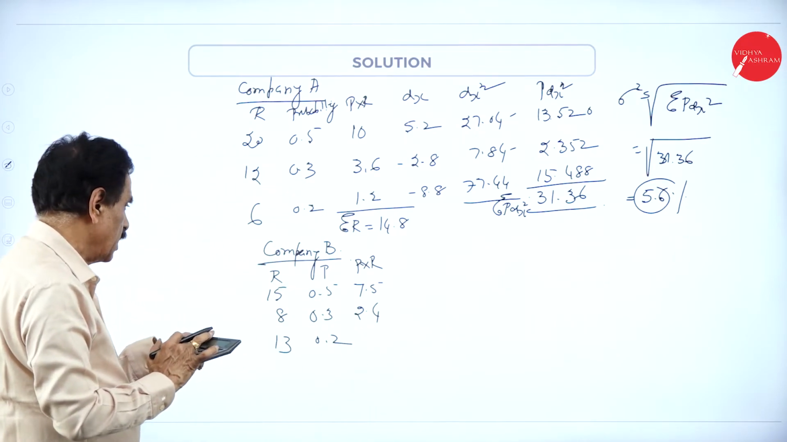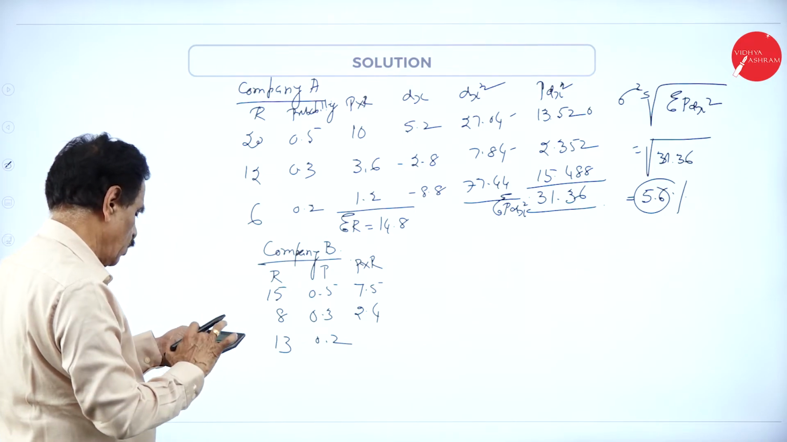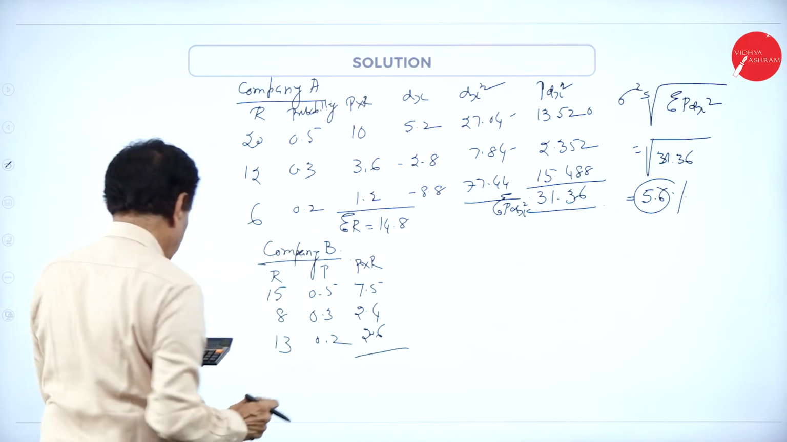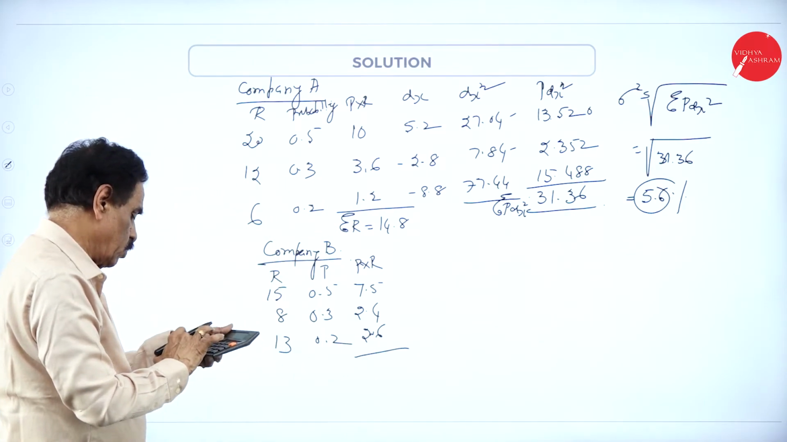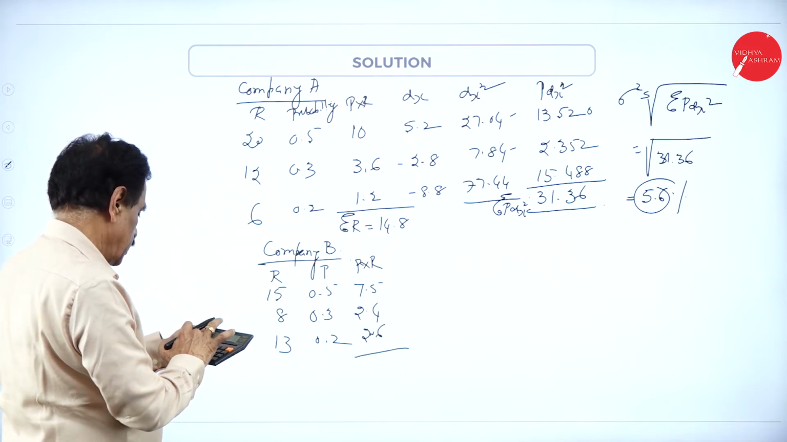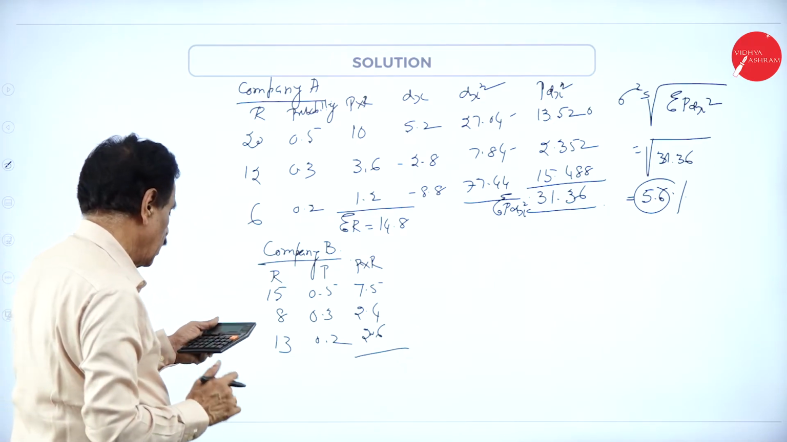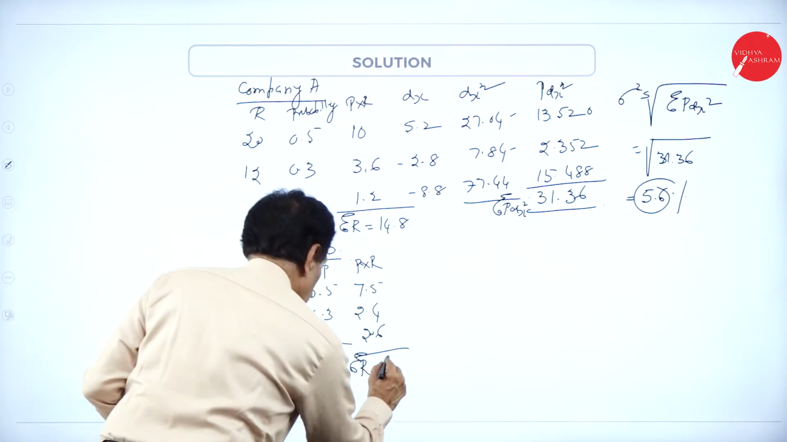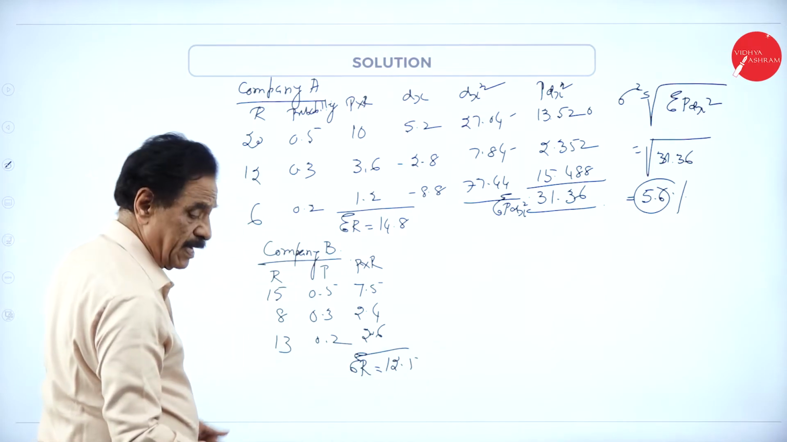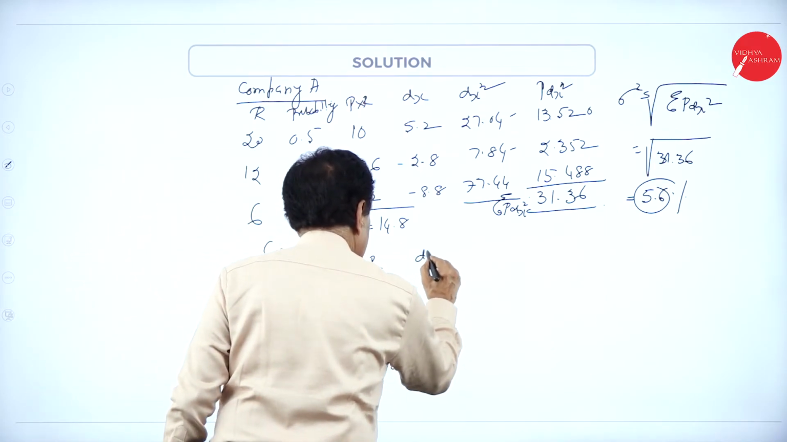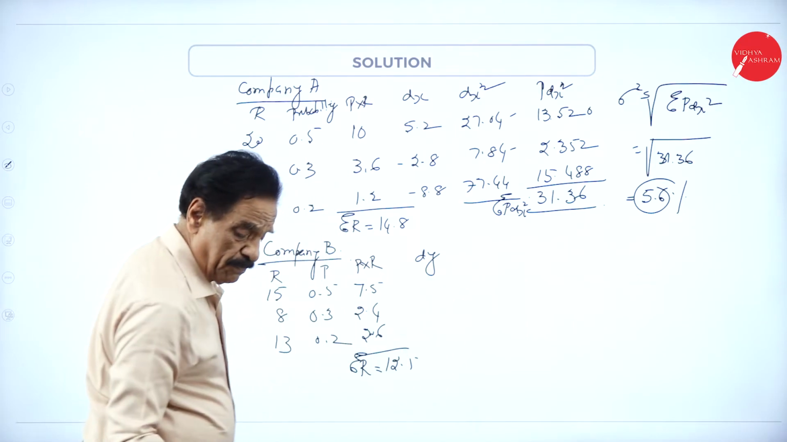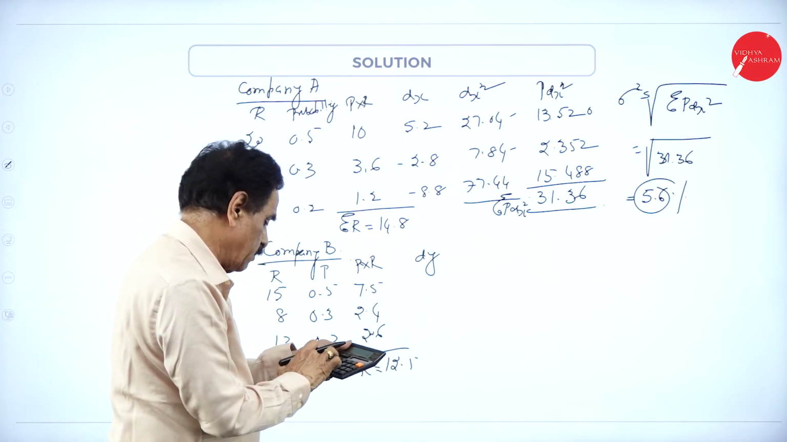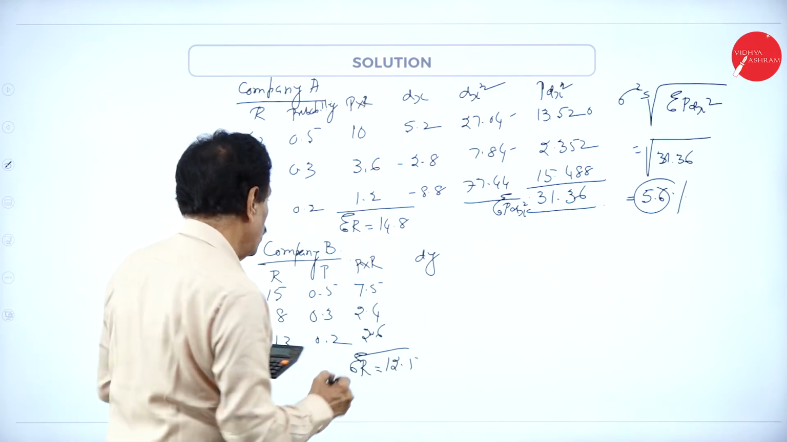13 into 0.2 is 2.6. Add the figures: 2.6 plus 2.4 plus 7.5 is 12.5. Expected return 12.5. Then dy: 15 minus 12.5 is 2.5.